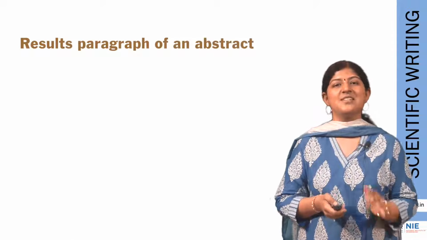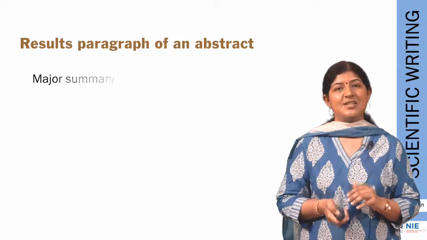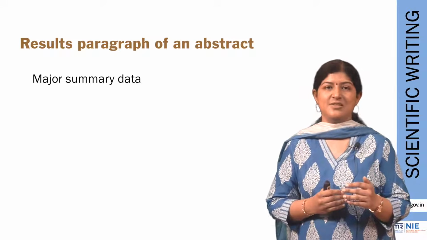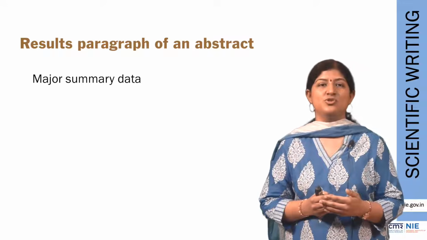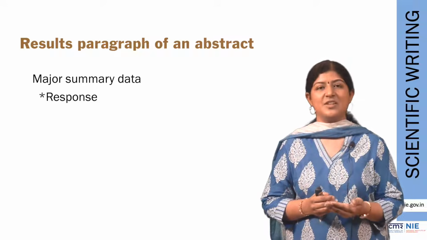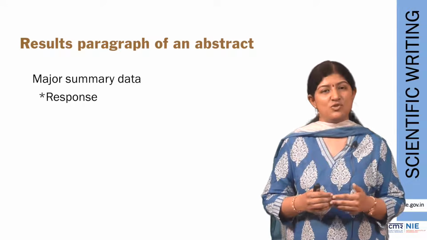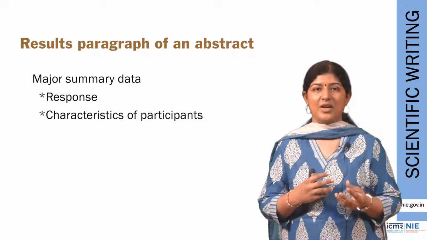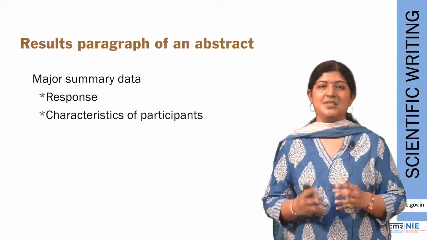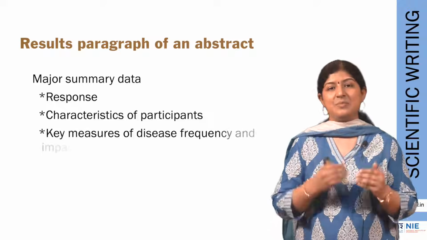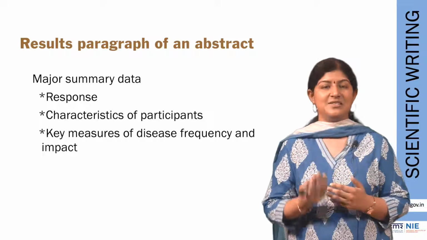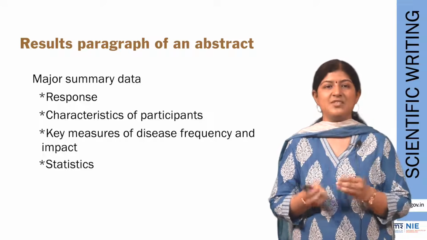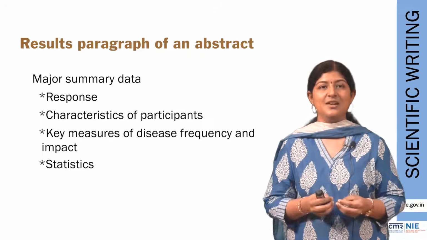Moving on to the results paragraph of an abstract. The results paragraph of an abstract should summarize all the key result information. The first line usually should talk about the response rate from the participants to your study. Then you should detail out the characteristics of the participants so that the readers are aware to whom the results can be applied to. The key measures of disease frequency like prevalence, incidence should be mentioned, and what were the results of univariable and multivariable analysis if any that was done.